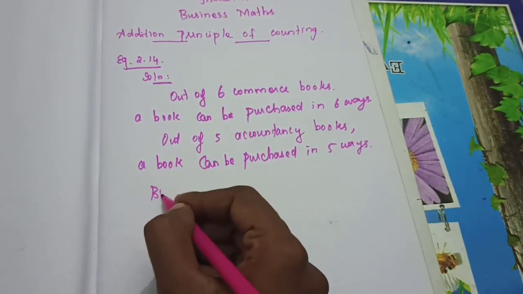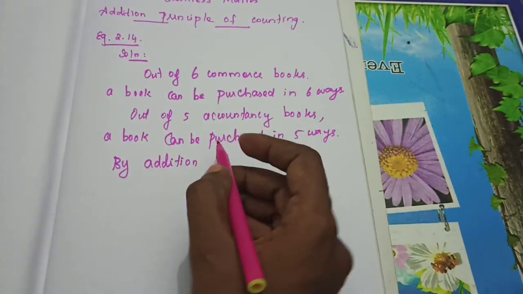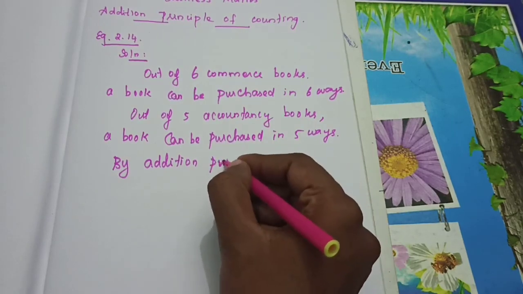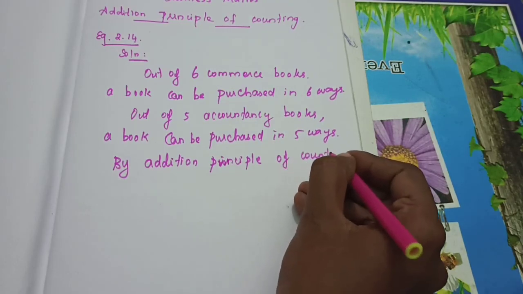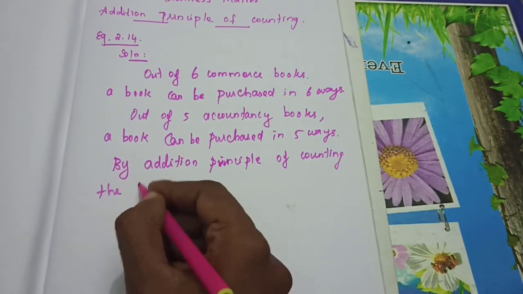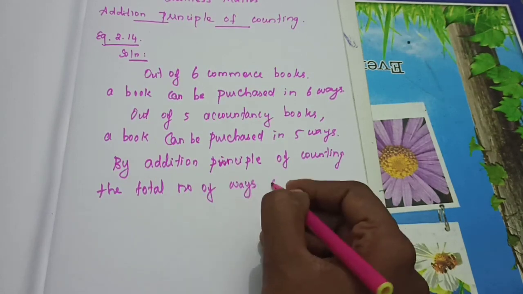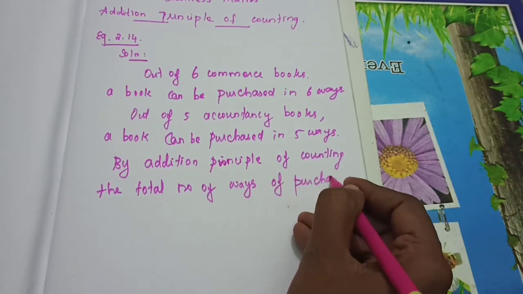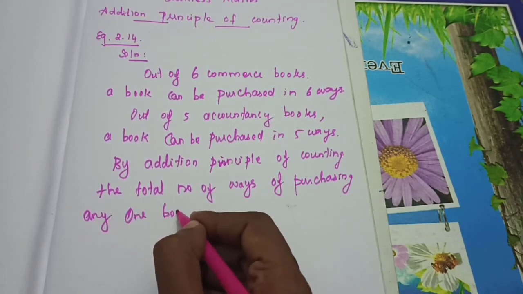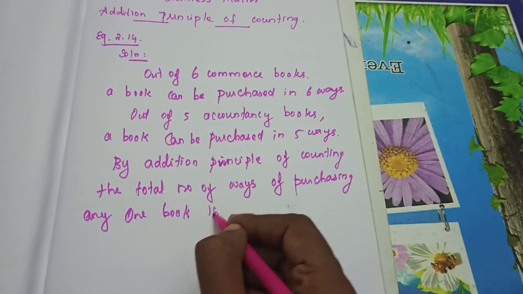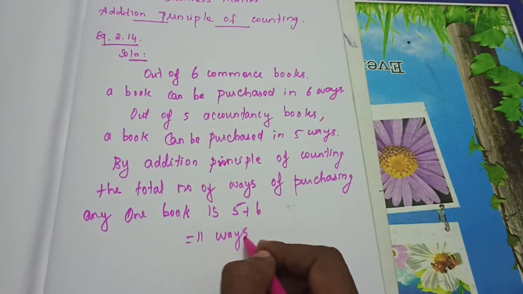So what principle will you use here? Addition principle. Either-or, is it right? So by the addition principle of counting, the total number of ways of purchasing any one book is, as I said in the addition principle, m plus n. So 5 plus 6. How many ways? 11 ways. That's all. Got it?